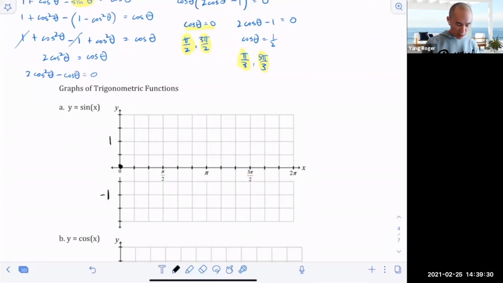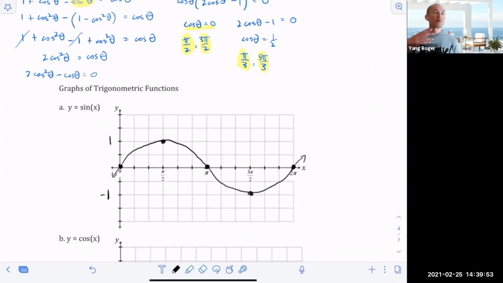So we start at 0. At pi over 2, we go up to 1. We go back down to 0. We go down to -1, and we go back to 0. So one period of sine looks like this. And then it just keeps repeating. To show it keeps repeating, I put a little arrow on this side and a little arrow on this side. It's understood that it's repeating.